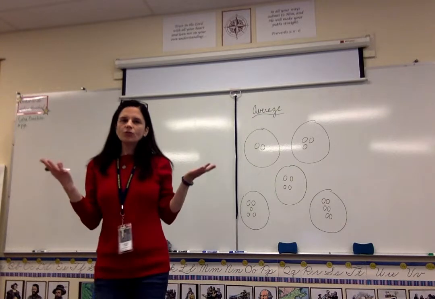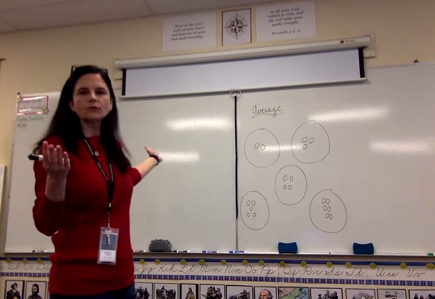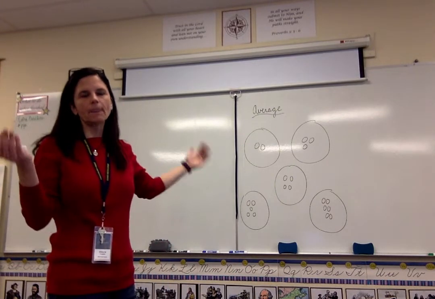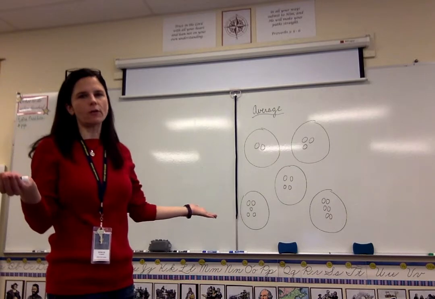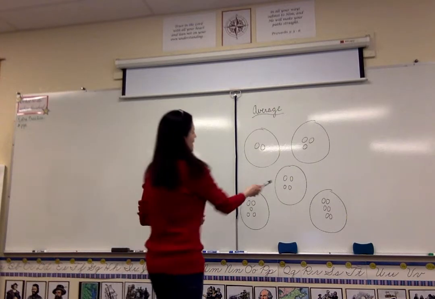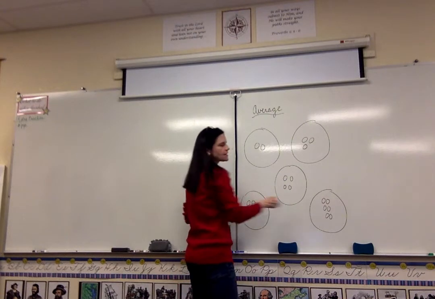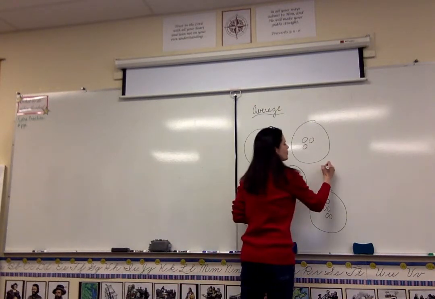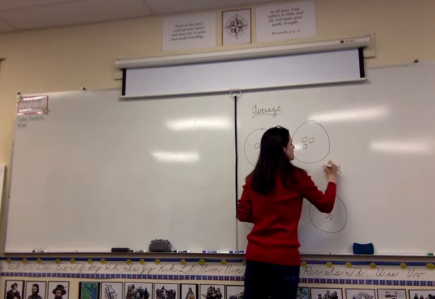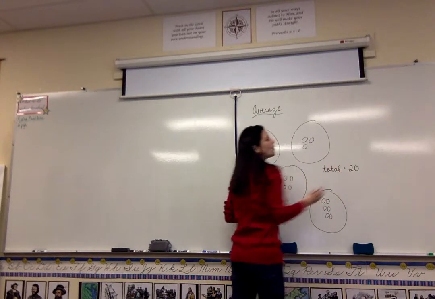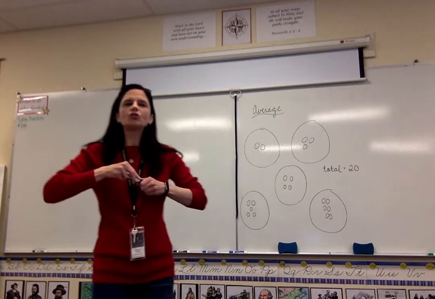And I said, well, first of all, we'll notice that all circles have different amounts of beans in them. Well, how many total beans are there? And we added them up. We added 2 plus 3 plus 4 plus 5 plus 6, and we found that our total number of beans was 20. We said, okay, so what would you do?